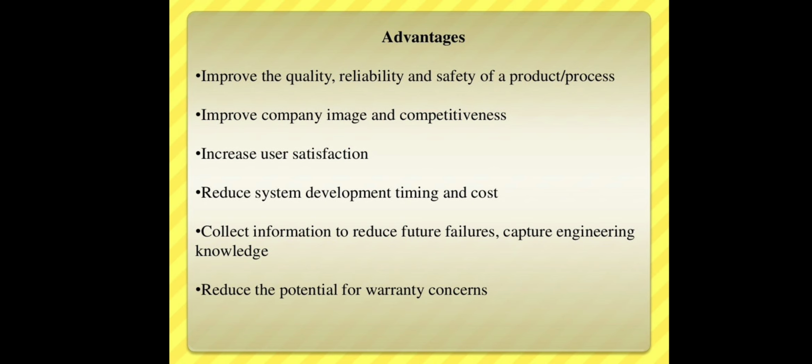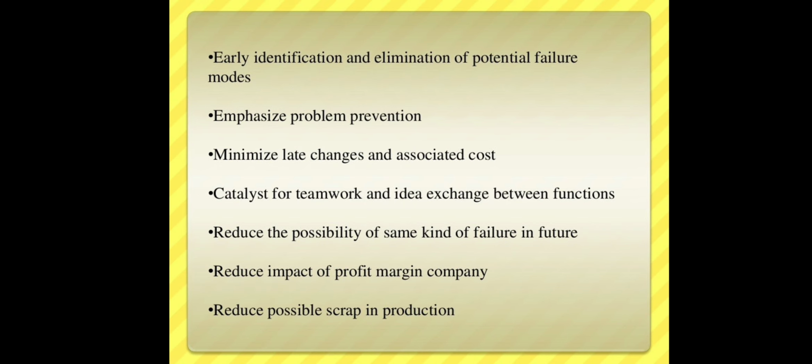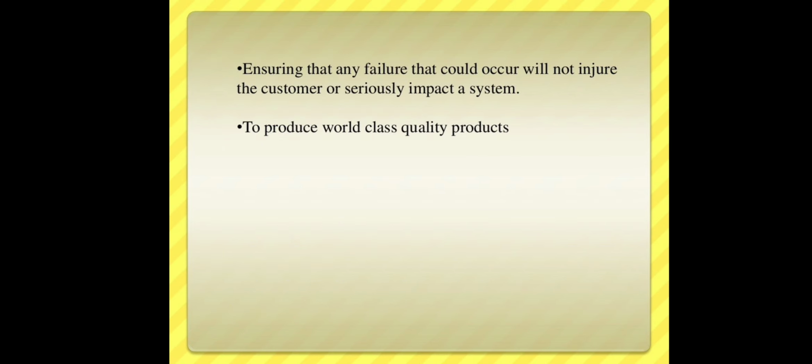Improve company image and competitiveness, early identification and elimination of potential failure modes, emphasize problem prevention, minimize late changes and associated cost, reduce the possibility of the same kind of failure in the future, reduce the impact on the company's profit margin, reduce possible scrap in production, and ensure that any failure that could occur will not injure the customer or seriously impact a system. To produce world class quality products, we can definitely produce world class products.